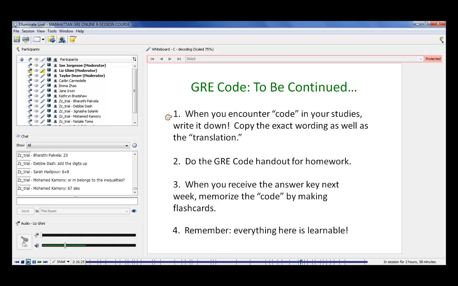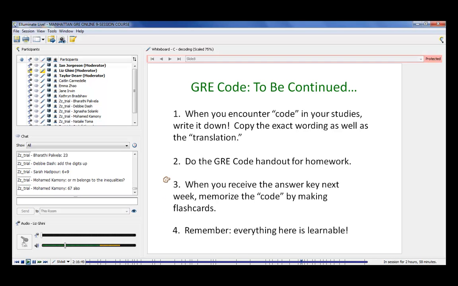When you find code, you have to write it down. This is one of many reasons why it's so important to review the problems that you do. We don't care so much about right and wrong. We care about why. We have to be extremely analytical to move our score forward. Okay. This is the code handout that I talked about.